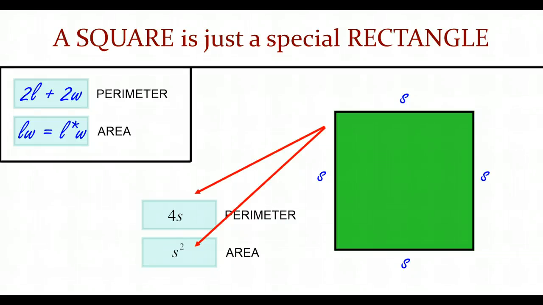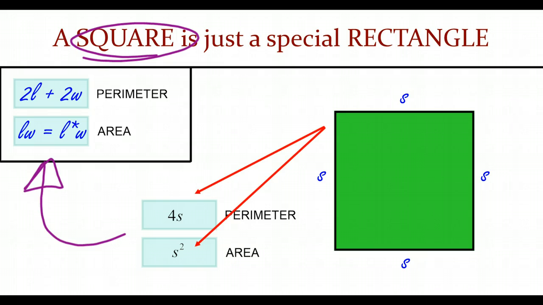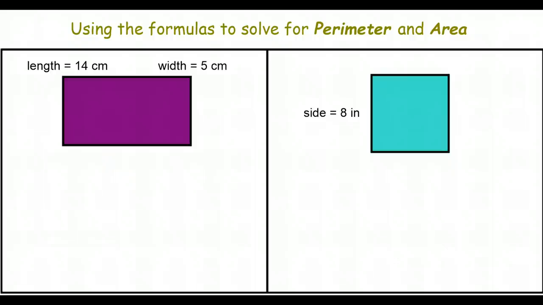And these are both based on the area and perimeter formulas for a rectangle, because, as we mentioned, a square is just a special type of rectangle. Now let's see 2 examples of how to go through these formulas with specific rectangles and squares before we go off to problems on your own.